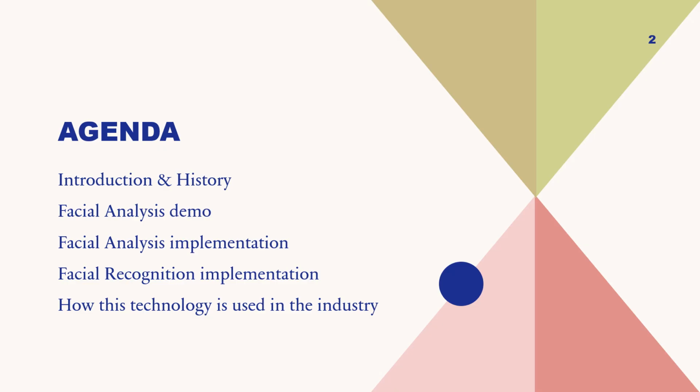In this presentation, we're going to take a look at a brief history of AWS Rekognition. We're going to play around with facial analysis demo. Then we're going to implement facial analysis with S3 and Lambda. Then we're going to demonstrate facial recognition implementation. And finally, we're going to talk about how and where this technology is used in the field.